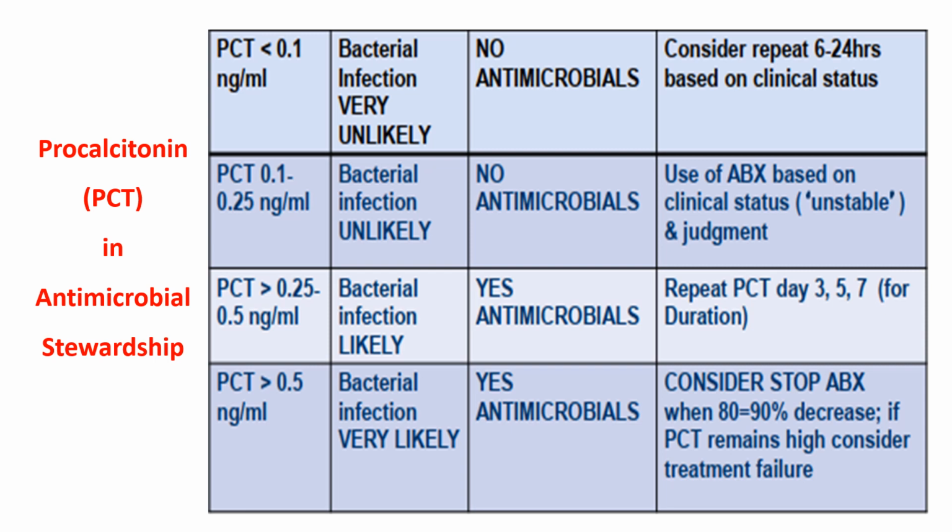So this is how the values of procalcitonin help. Procalcitonin less than 0.1, bacterial infection unlikely. Procalcitonin more than 0.5, bacterial infection very likely. And accordingly, the antibiotics are either discontinued or continued.